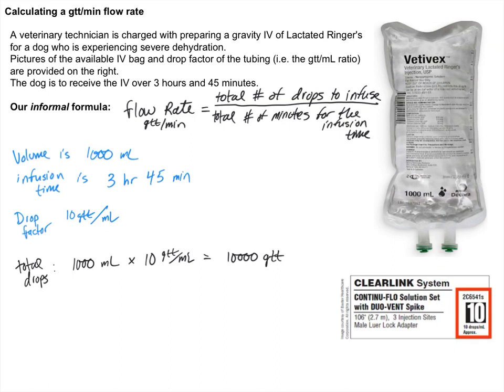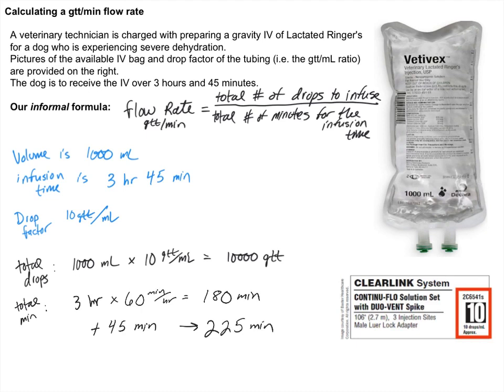Now let's think about the total number of minutes, the total infusion time. Well, I have 3 hours and 45 minutes. I know that there are 60 minutes in each hour. So if I take 3 hours and multiply that by 60, because there are 60 minutes in each hour, I get 180 minutes, plus the 45 minutes that is also part of the infusion time. I get a total of 225 minutes.